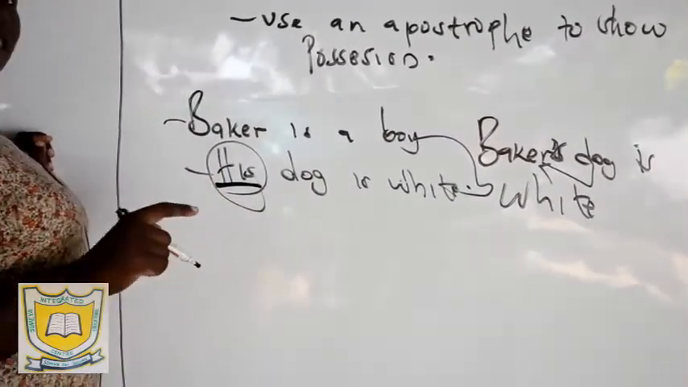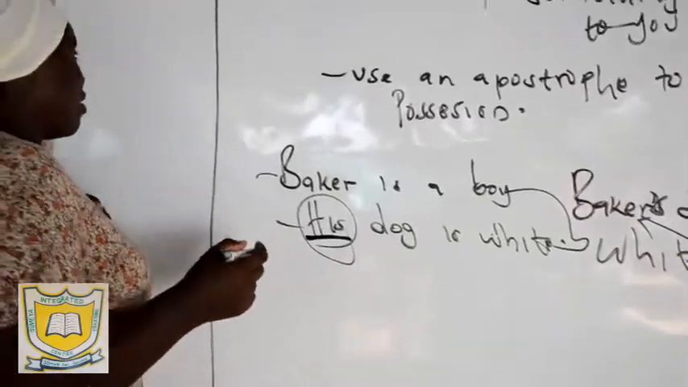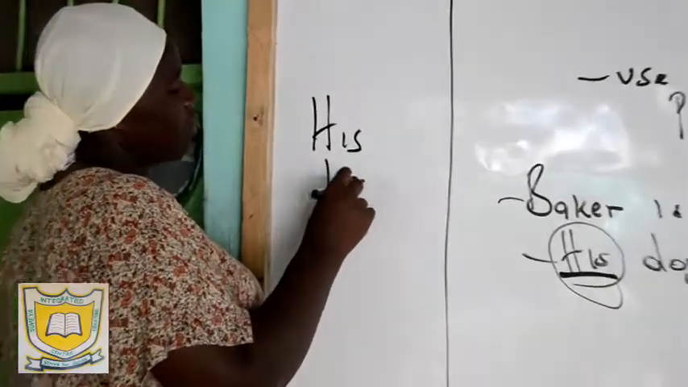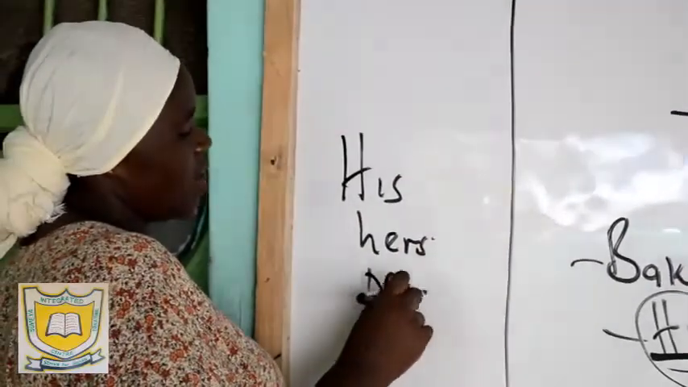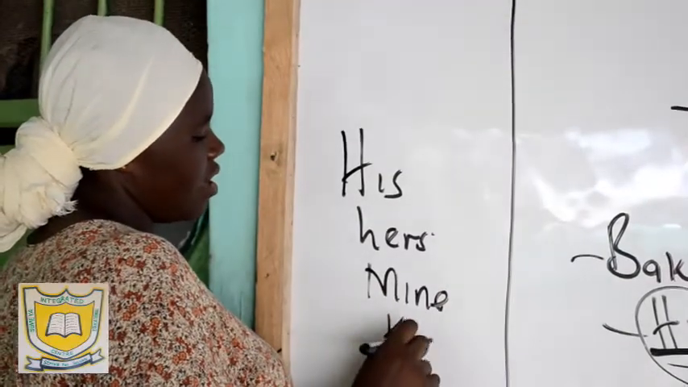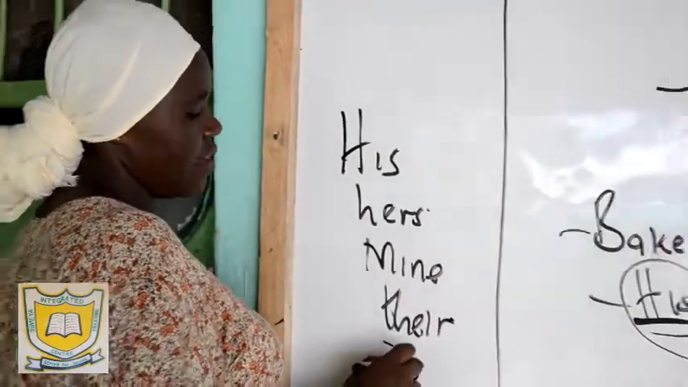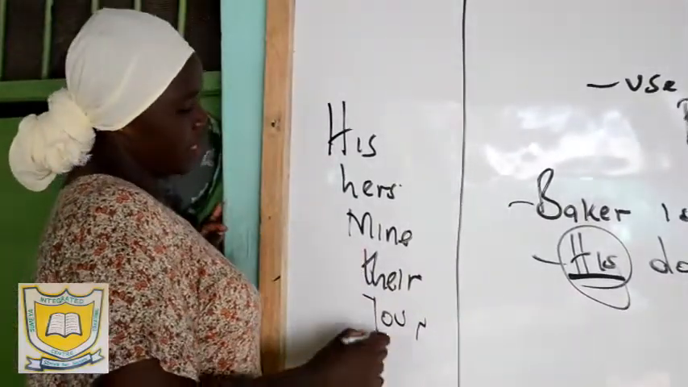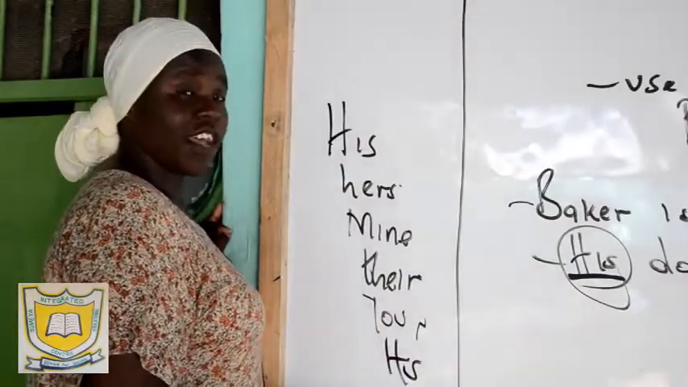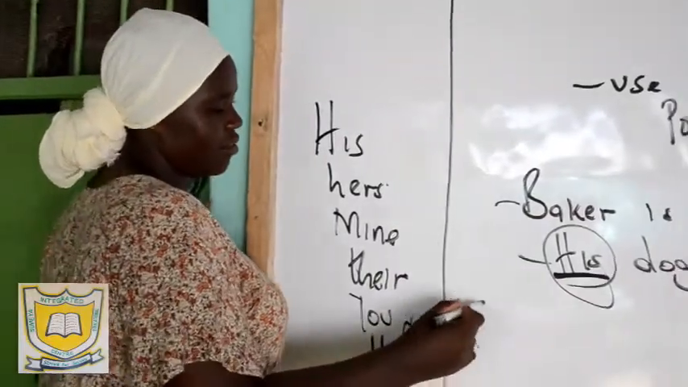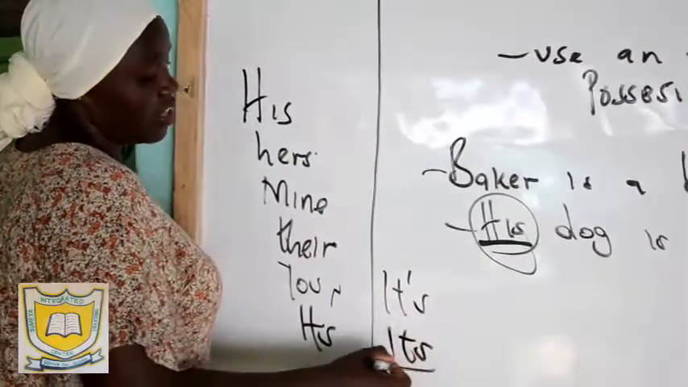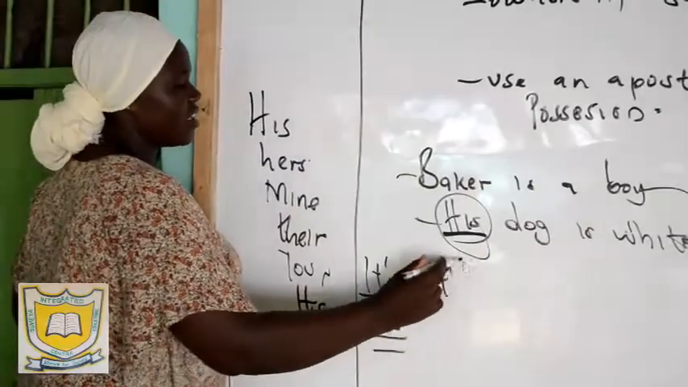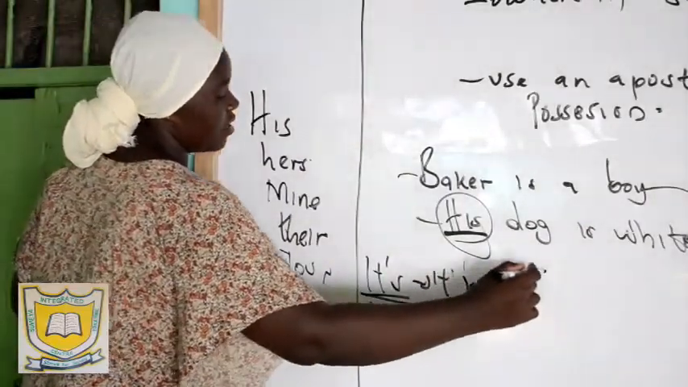The possessive pronoun is in my sentence. Now, we've talked about possessive pronouns. You can have his, hers, mine, their, your, second person singular and plural, and its. And I talked about contraction in sentences, when you are supposed to use its for possession and it's for the short form of it is and it has.